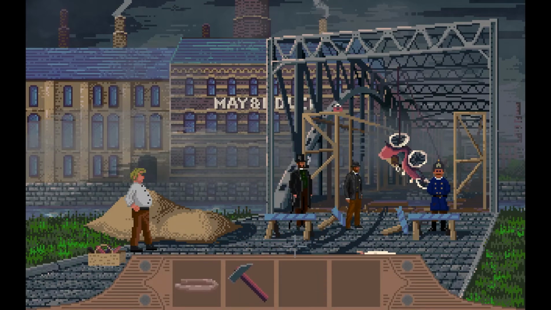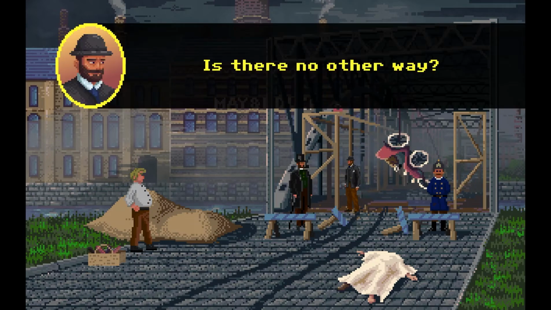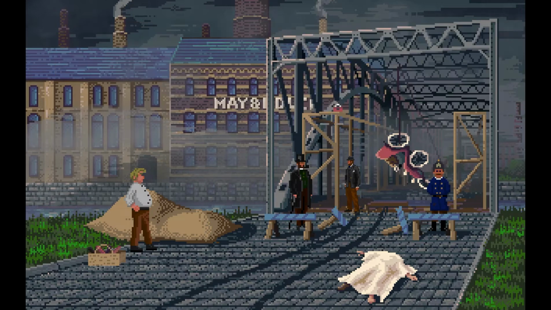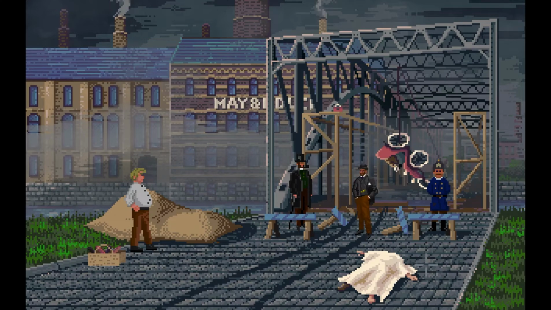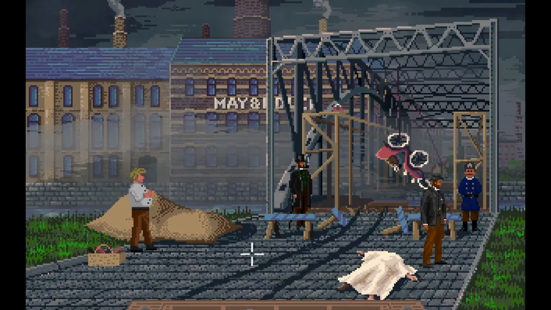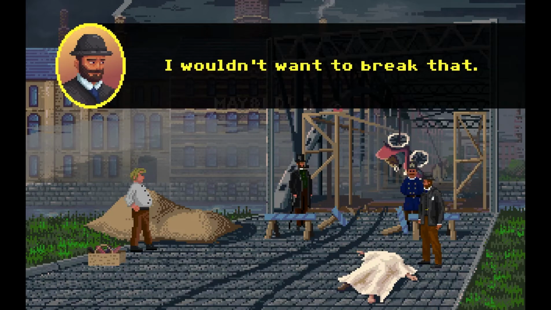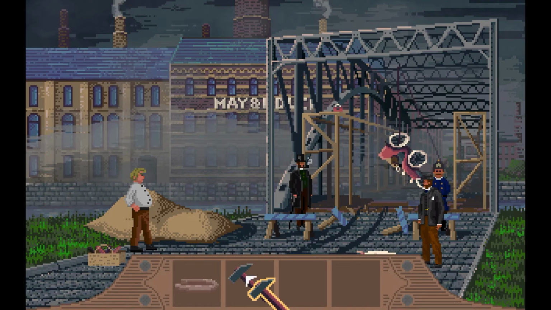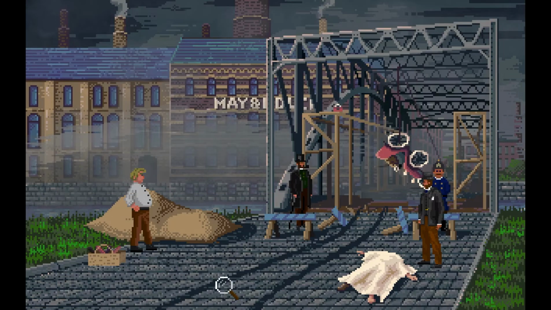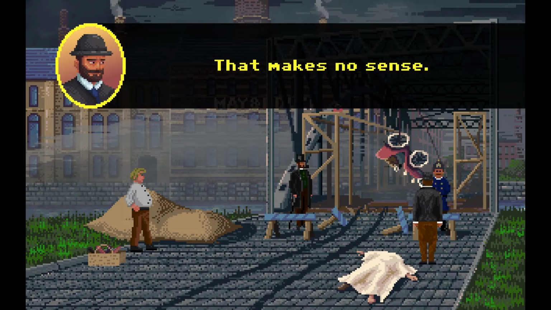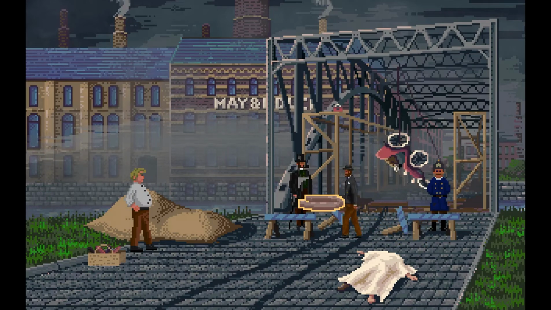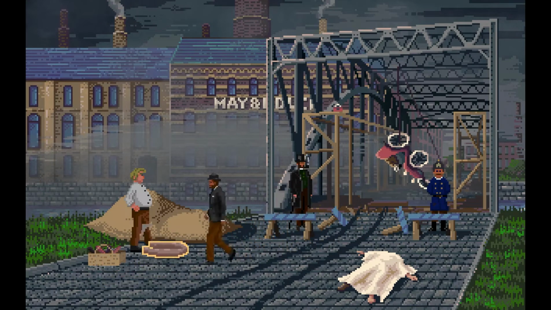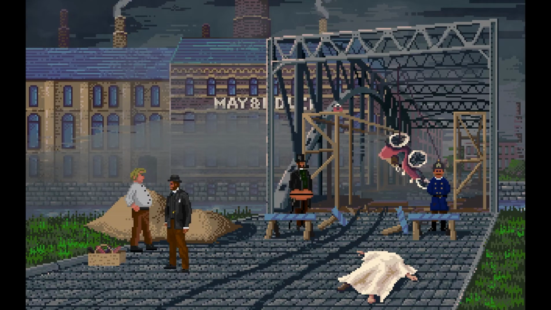Okay, are we gonna hammer this to make it fall off? Is there no other way? I would only put myself and others in danger. Oh, never mind then. Okay. That's not it. What if the head wound was done by the hammer? Can we match it up? I wouldn't want to break that. The hammer or the body. Oh, maybe I can show this to him. No. Him? Him? Okay, no then. Right, let's talk to him.